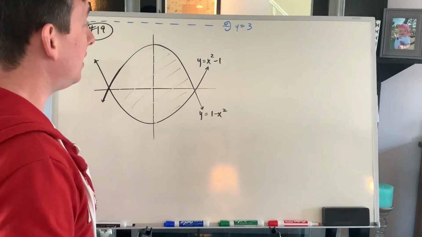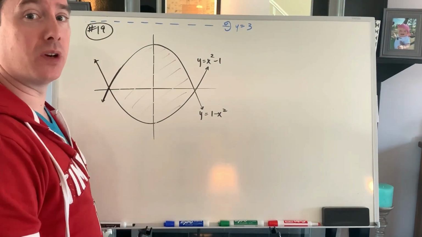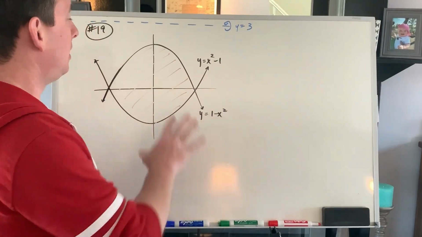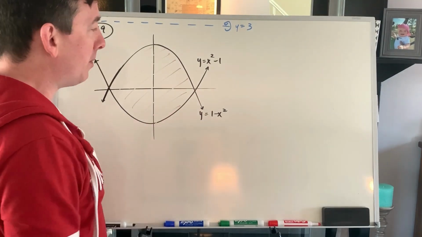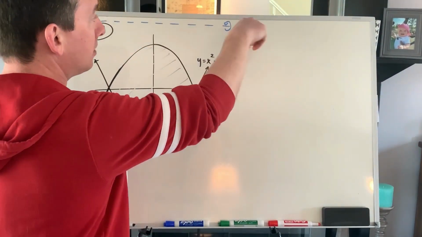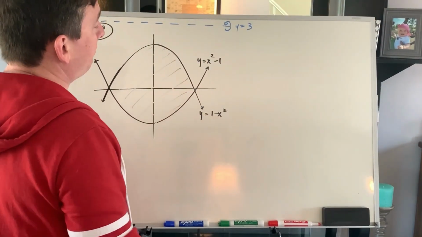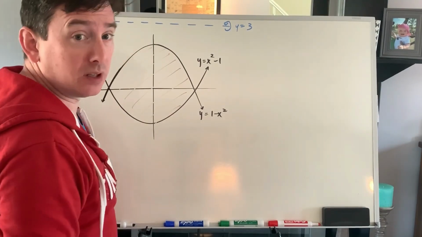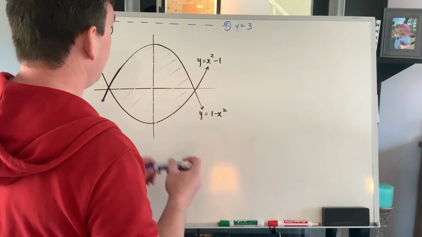Alright guys, for number 19, the hardest part about this problem is definitely all the tedious algebra after you get the calculus set up. You have your region bounded between x squared minus 1 and 1 minus x squared, and apparently you're spinning around this horizontal line y equals 3. That's way above your shape. So that tells me we're definitely using the washer method. We're going to need 2 radii.